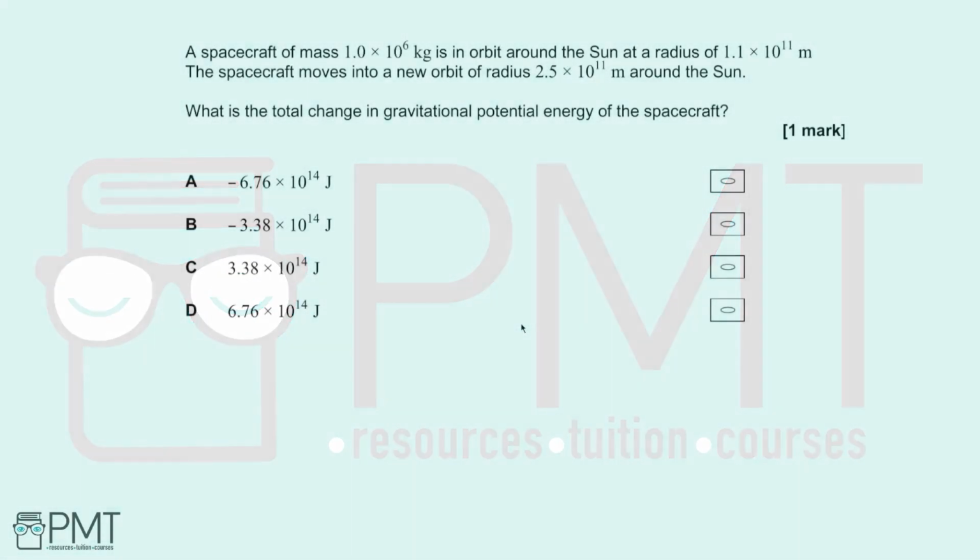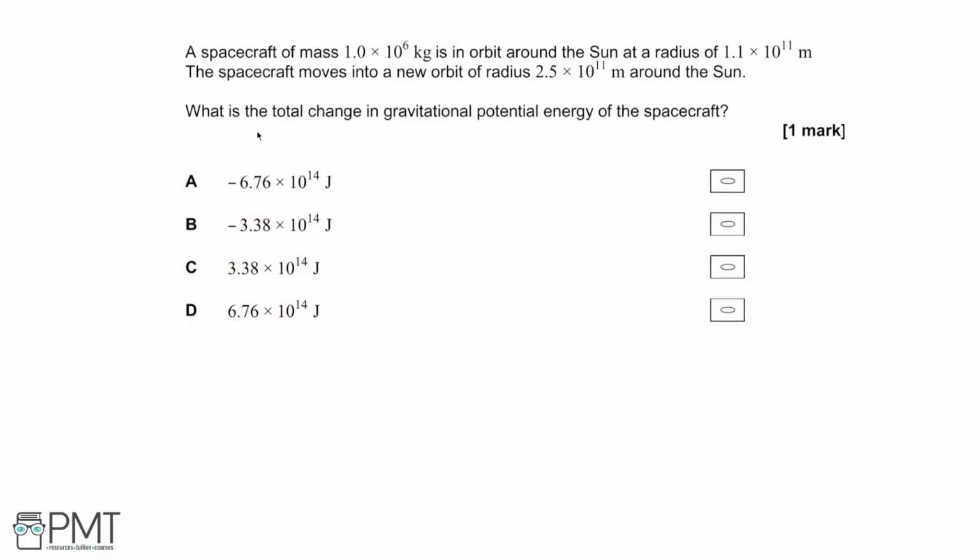This question is about gravitational potential energy. The question says, a spacecraft of mass 1.0 times 10 to the 6 kilograms is in orbit around the Sun at a radius of 1.1 times 10 to the 11 meters. The spacecraft moves into a new orbit of radius 2.5 times 10 to the 11 meters around the Sun. What is the total change in gravitational potential energy of the spacecraft?